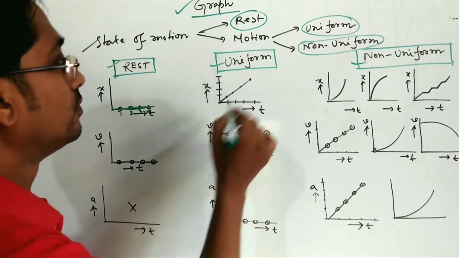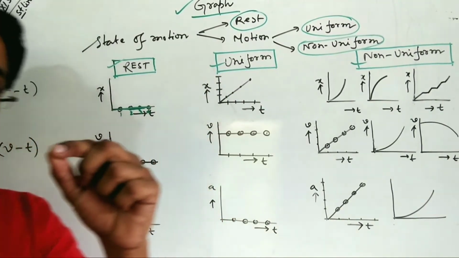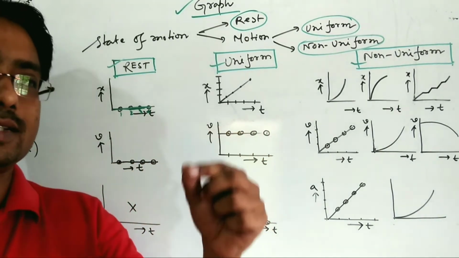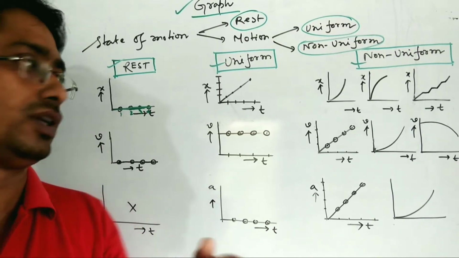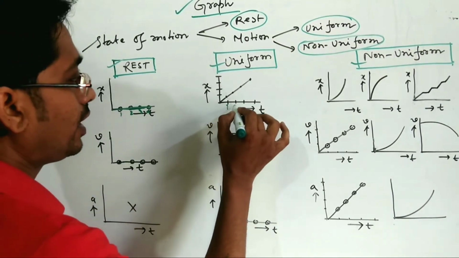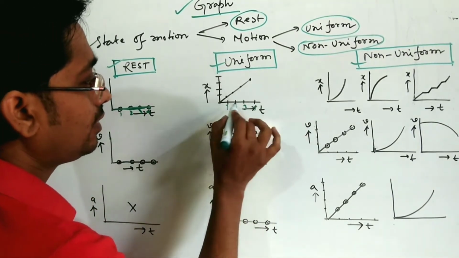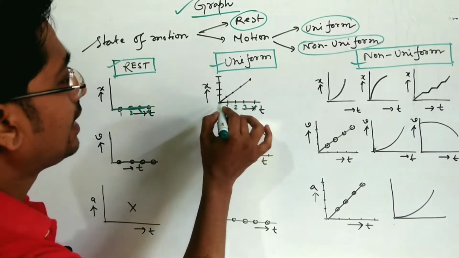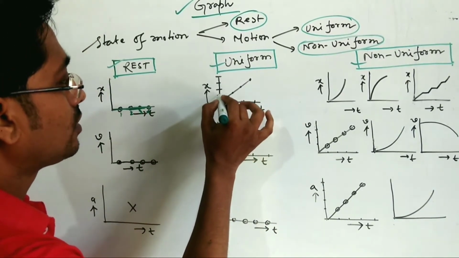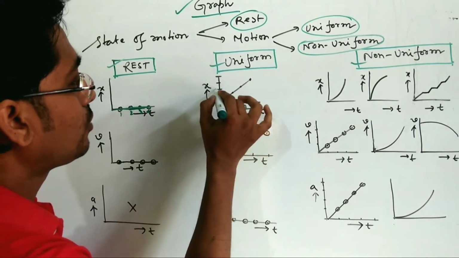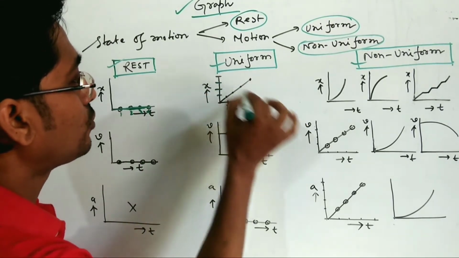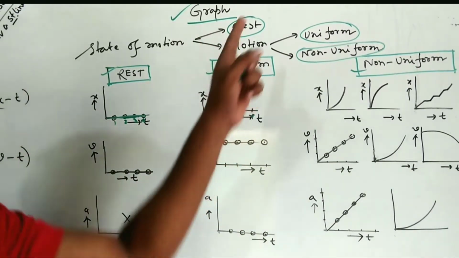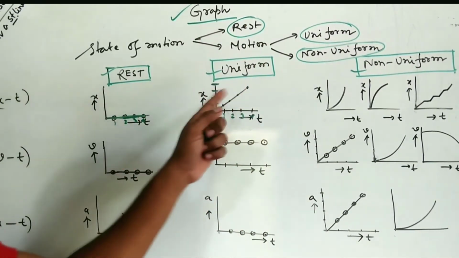Now uniform. Uniform means the body makes distance and displacement equal distances in equal intervals of time. So we have taken intervals of time 1, 2, 3, 4. 1 second, 1 second, 1 second, and in each 1 second it displaces, suppose, 1 centimeter, at the 2nd second 2 centimeters, 3rd second 3 centimeters, 4th second 4 centimeters, in this way. So it is the example of uniform motion under the xt graph.